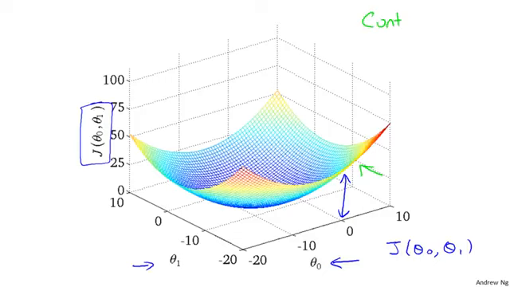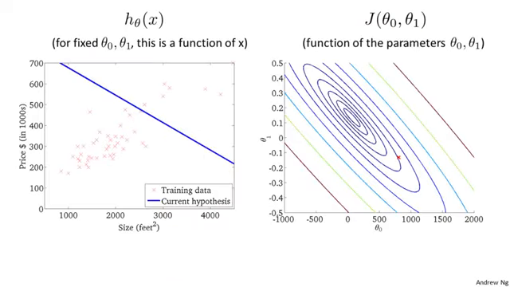Instead, I'm going to use contour plots, or what are also called contour figures. I guess they mean the same thing. To show you these surfaces. So here's an example of a contour figure shown on the right, where the axes are theta 0 and theta 1. And what each of these ovals, each of these ellipses, shows is a set of points that takes on the same value for J of theta 0, theta 1.